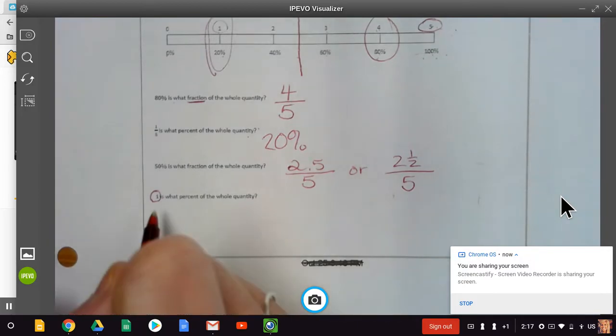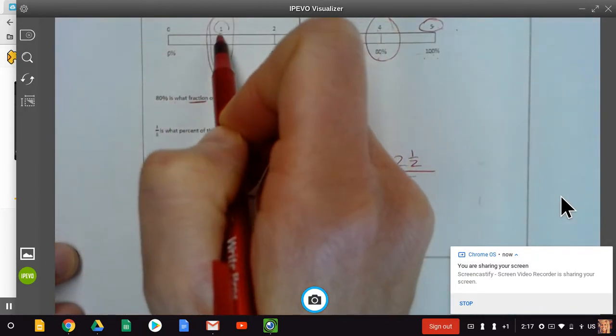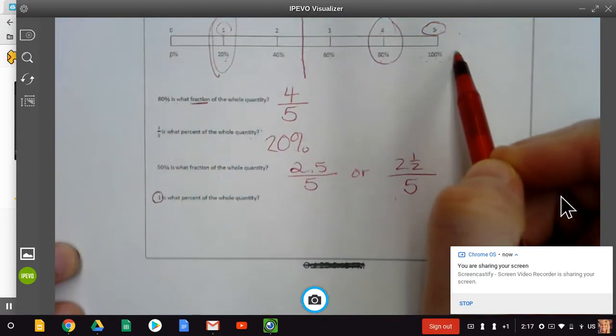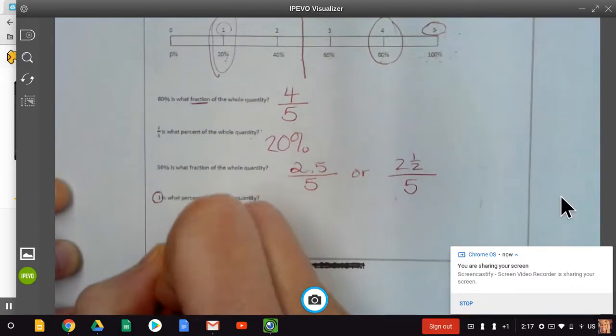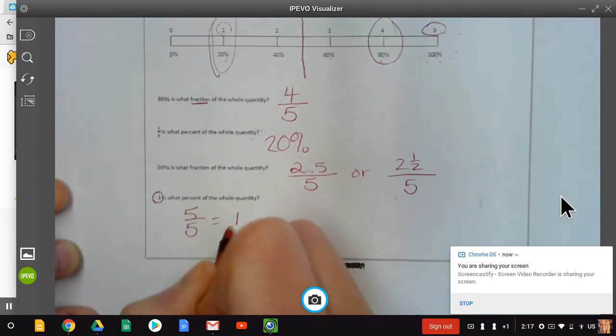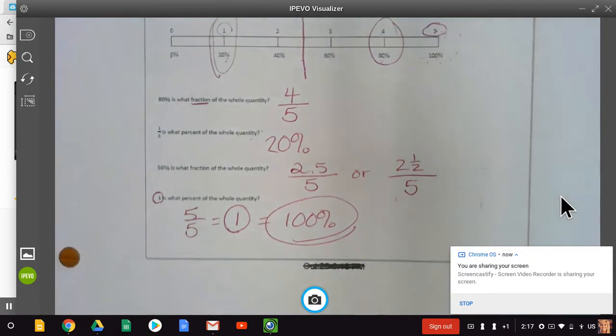And then this is the trickiest one. 1 whole is what percent of the whole quantity? And a lot of kids will tell me 20%, but that's 1 out of 5. So that's not 1 whole, that's 1/5. 1 whole would be 5 out of 5 parts, which is 100%, because 5 out of 5 is equal to 1 whole, and that's equal to 100%. So I hope that made sense to you.